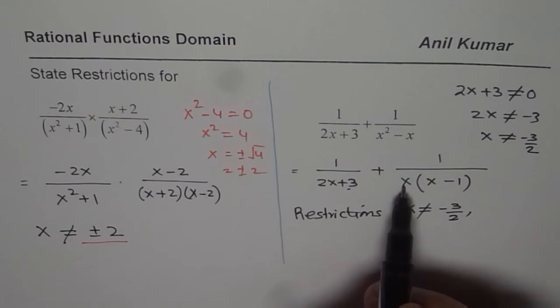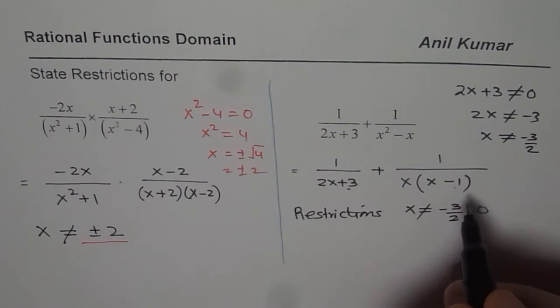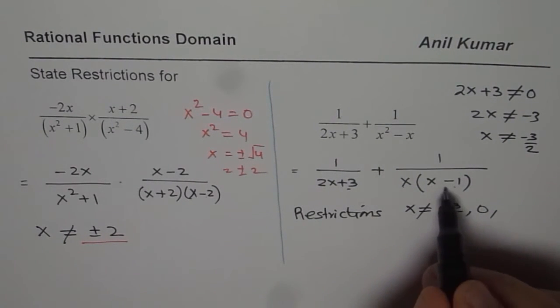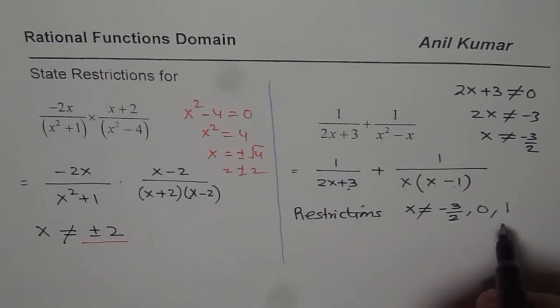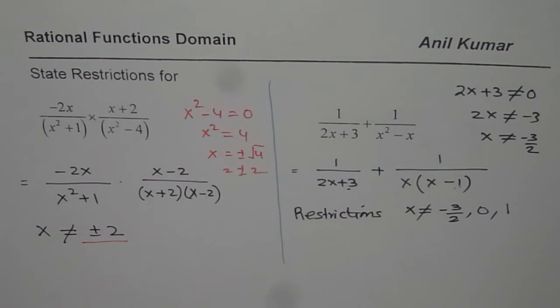Now you can say x is not equal to 0, and x minus 1 not equal to 0 gives that x cannot be equal to 1. If I put 1 here, 1 minus 1 is 0. So these are the restrictions for this second expression.